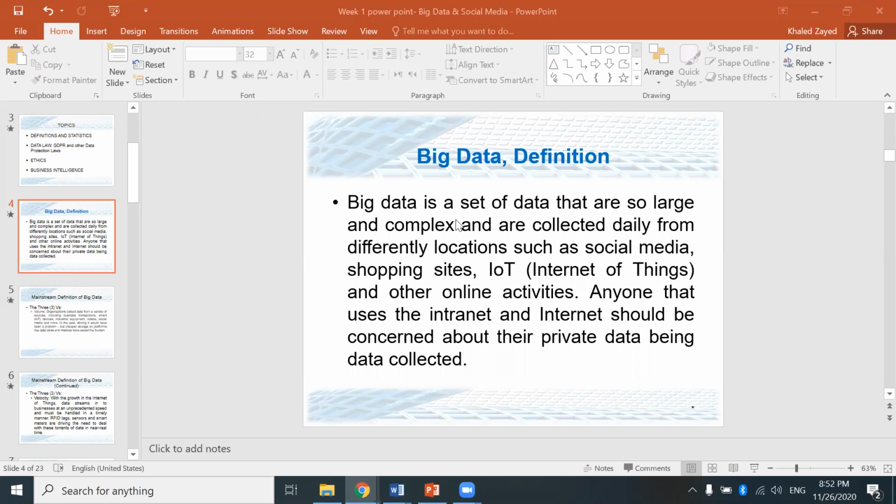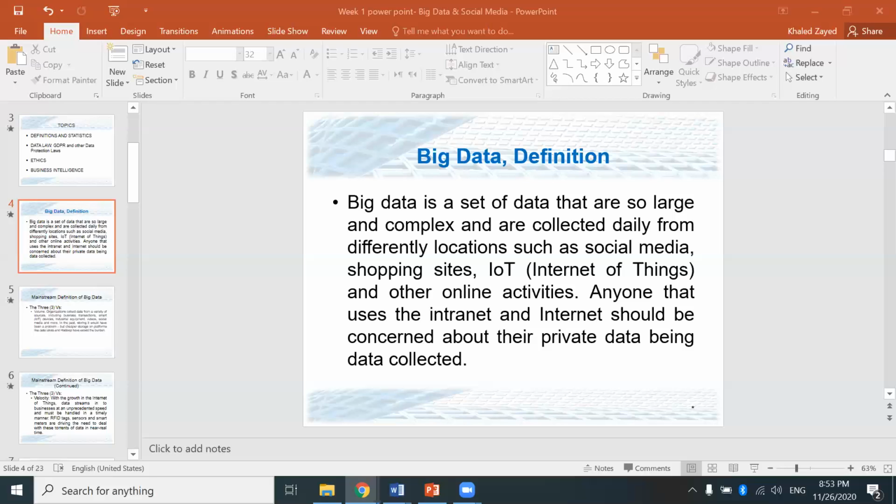Big data definition. So what is big data? Big data is basically a term that describes a large volume of data. It's a set of data that are so large and complex, which are collected daily from different sources, like social media, for example. A lot of data gets collected from social media like Facebook, Google, YouTube, and other social media sites. Also, big data gets collected from IoT devices, Internet of Things, and other online activities.